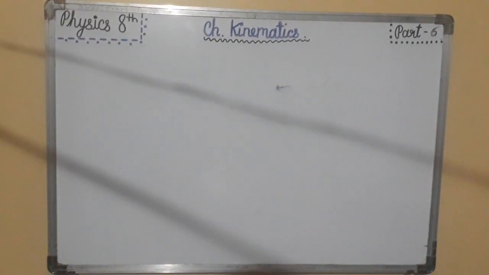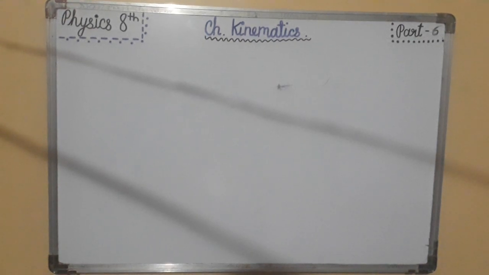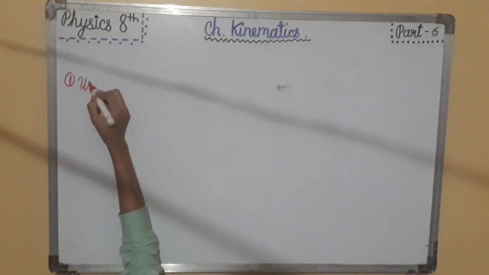Today we will learn class 8 physics chapter Kinematics part 6. In this part we will learn the three types of speeds. The first type is uniform speed.